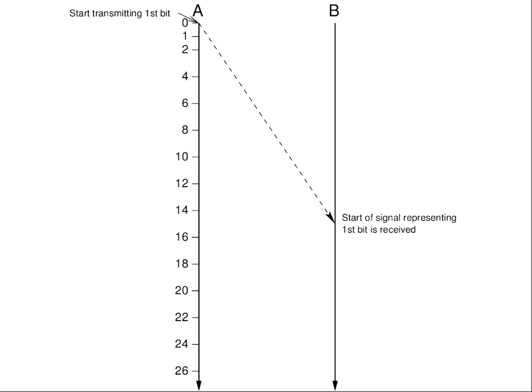Graphically, I can show it like this. I start transmitting the first bit at time 0. As soon as that signal comes out of the computer at time 0, it starts propagating across the link. It takes some time to propagate across the link. It takes 15 microseconds. Therefore, computer B will receive the start of the signal relative to time 0 at time 15 microseconds. So A transmits at time 0, 15 microseconds later, B receives that initial signal.